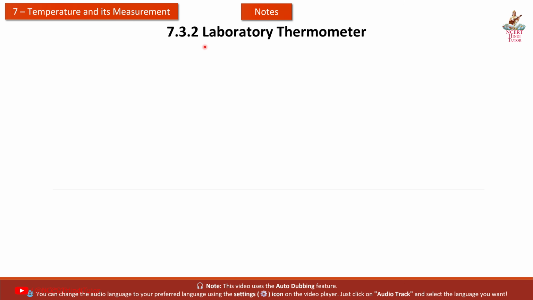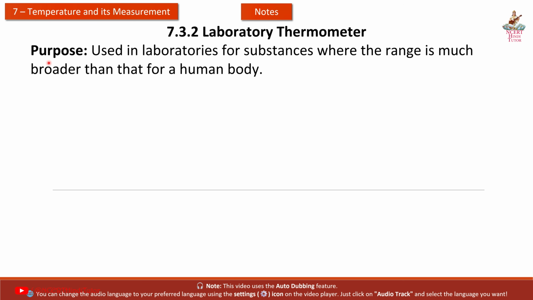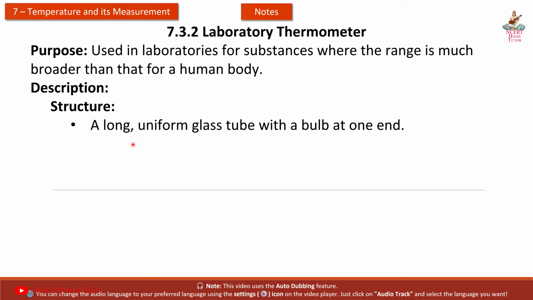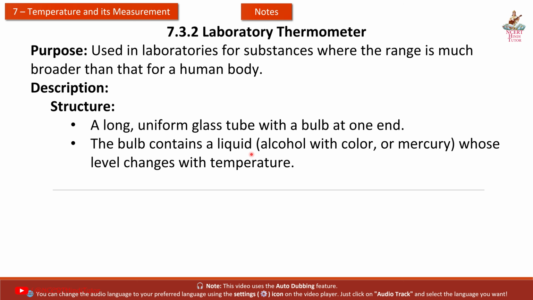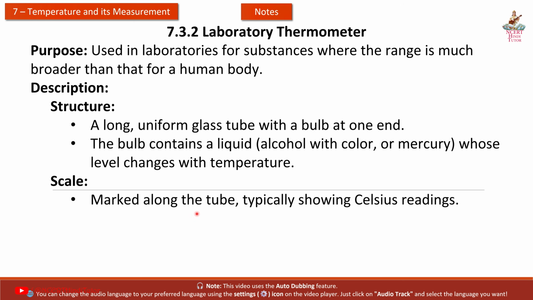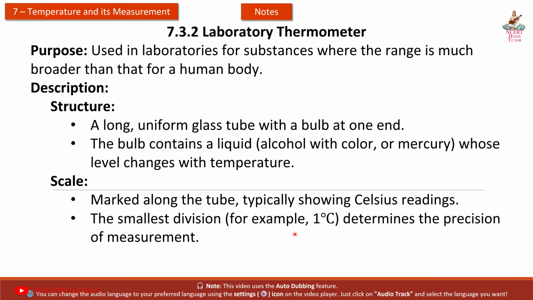Next, 7.3.2 Laboratory Thermometer. Purpose: used in laboratories for substances where the range is much broader than that for a human body. Description. Structure: a long uniform glass tube with a bulb at one end. The bulb contains a liquid, alcohol with color, or mercury, whose level changes with temperature. Scale: marked along the tube, typically showing Celsius readings. The smallest division, for example 1 degree Celsius, determines the precision of measurement.